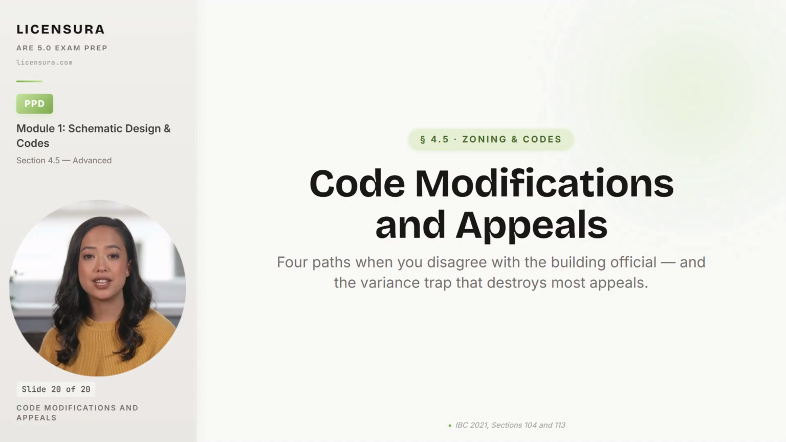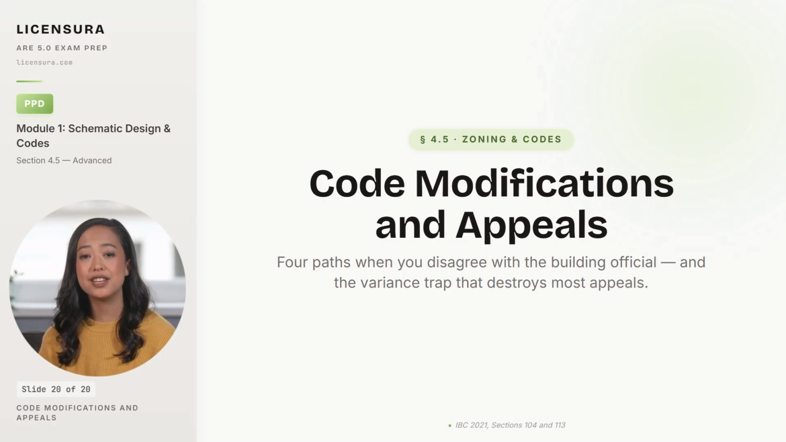Most architects walk into their first plan review disagreement believing the building official's interpretation is final, and you have probably accepted a red line you did not agree with rather than fight it. That instinct is wrong. The IBC gives the architect 4 formal paths to contest an interpretation or seek relief from a prescriptive requirement: alternative materials and methods under Section 104.11, modification under Section 104.10, appeal to the Board of Appeals under Section 113, and zoning variance through the planning authority.